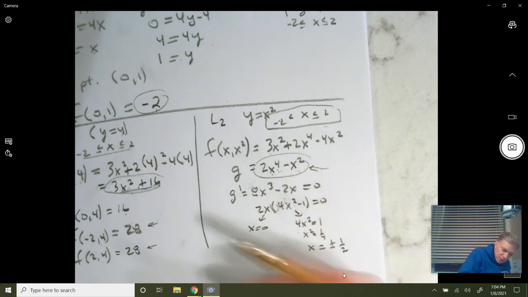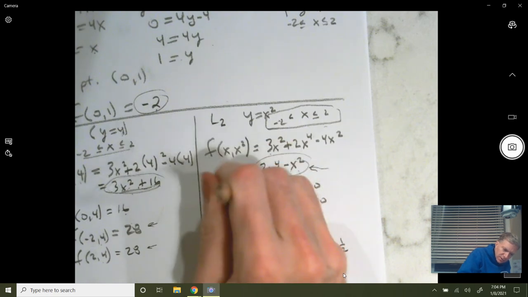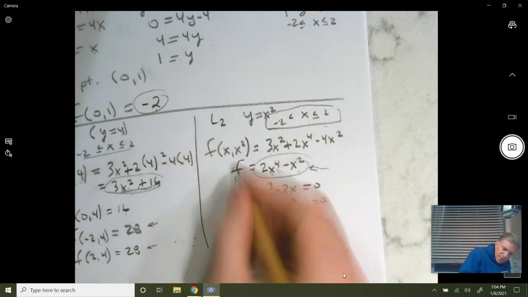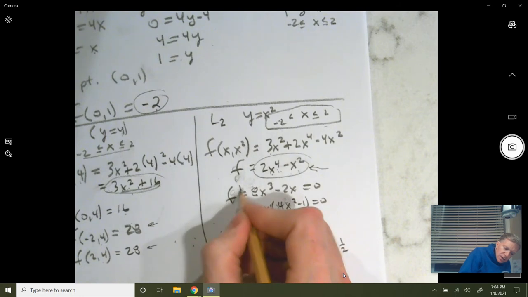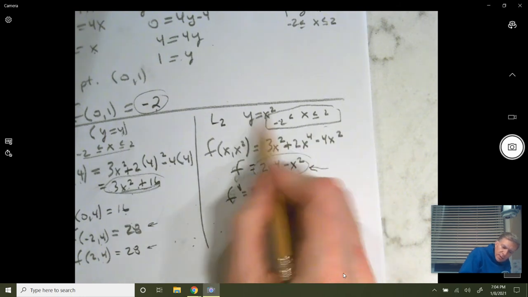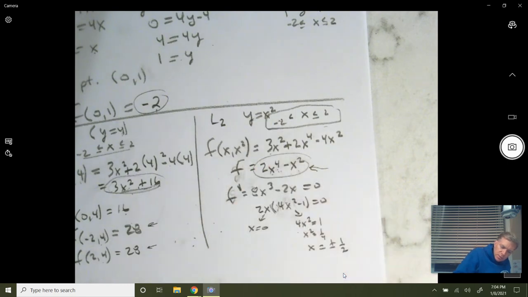I don't know what to call it, g. We could call it f because it's really just our f function, the f function that's specific to this thing right here, y equals x squared. Now let's make a number line when x is 0, when x is 1/2, when x is -1/2. And let's also put in our endpoints of 2 and -2.